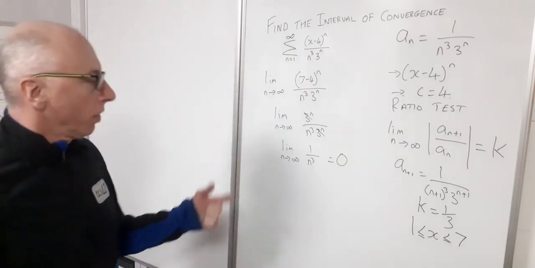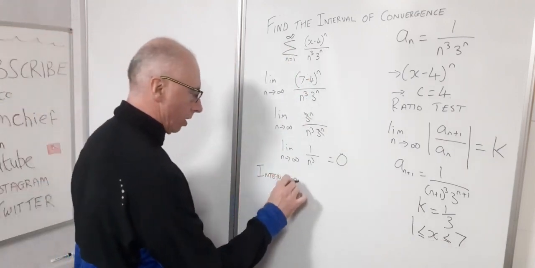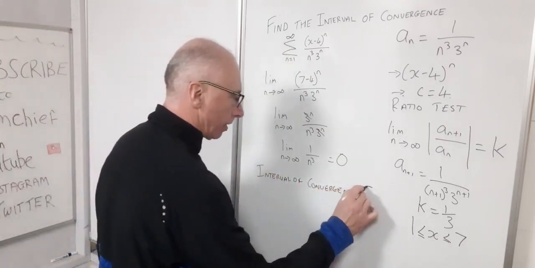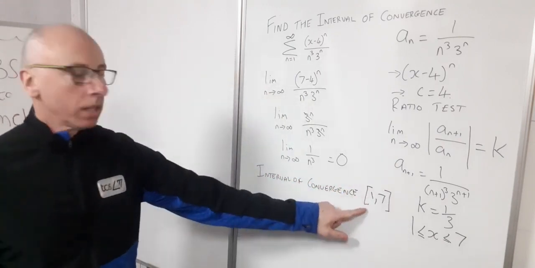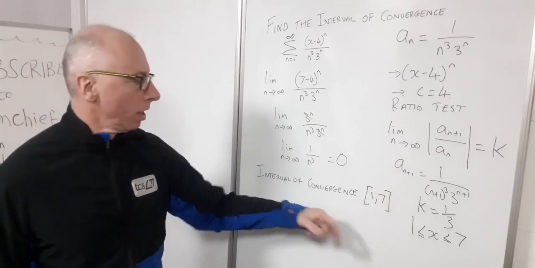So therefore our interval of convergence is 1, 7. So we put the square brackets in to include the endpoints. Okay.